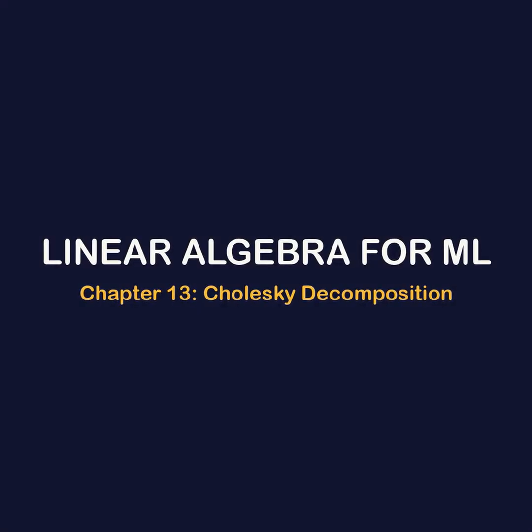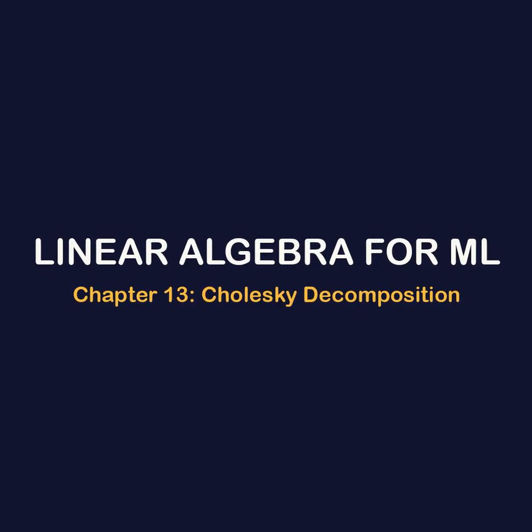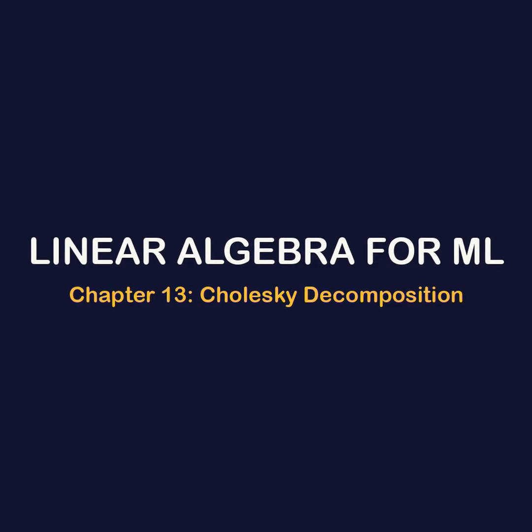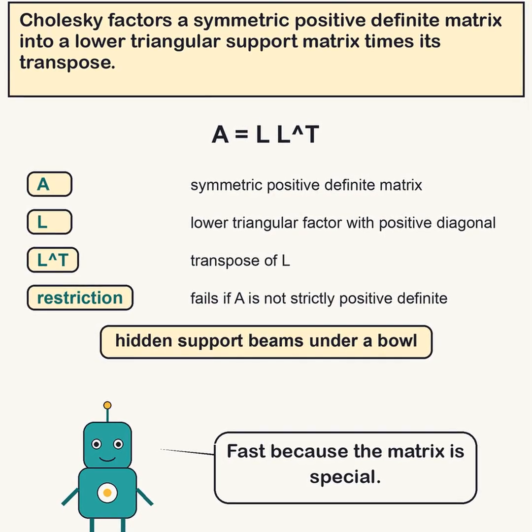Linear algebra for machine learning. Cholesky decomposition. The positive definite vault opens only to bowl-shaped matrices. Cholesky is fast because it accepts a stricter kind of matrix and rewards that structure with triangular solves instead of expensive inverses. Cholesky works for symmetric positive definite matrices.